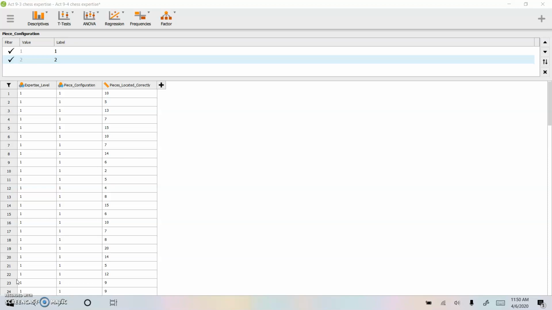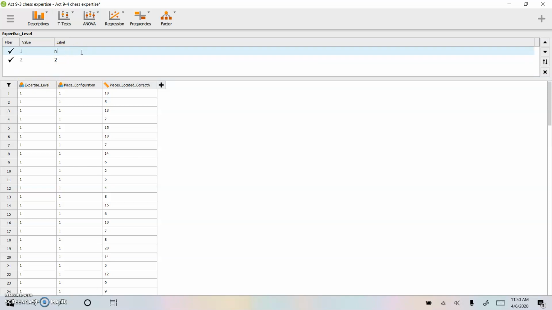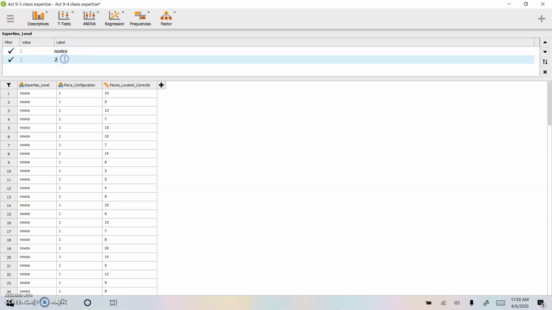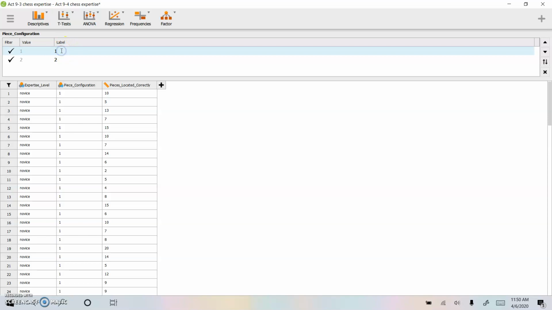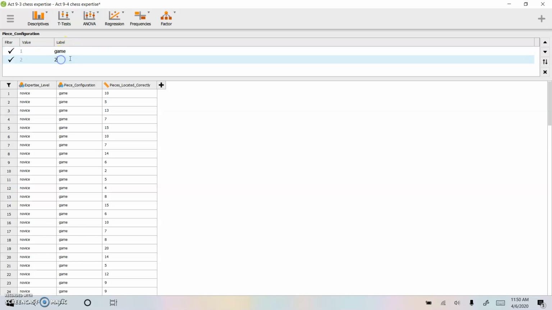So the first thing we're going to do is label our data file, because right now it's labeled with just ones and twos. So let's start with expertise level. For expertise level, this is coded so that 1 is novice, the non-experts, and 2 are the experts. And then for piece configuration, this is coded so that 1 was equal to the game configuration, so not random, and then 2 is random. And then we're going to leave pieces that they located as our dependent variable there.